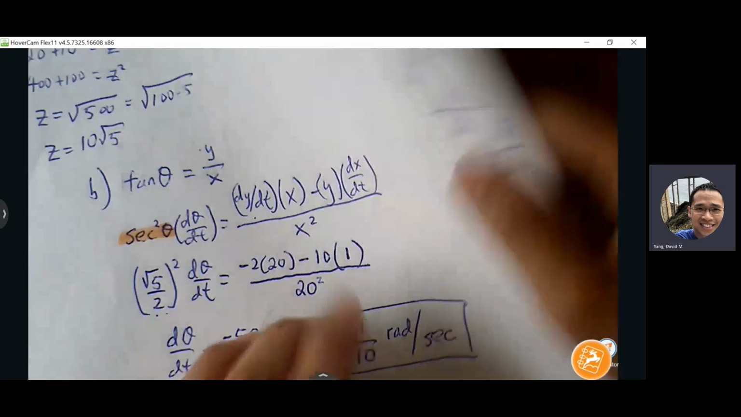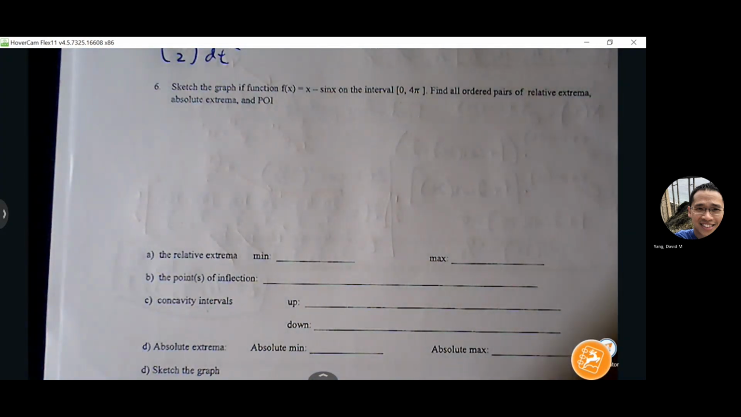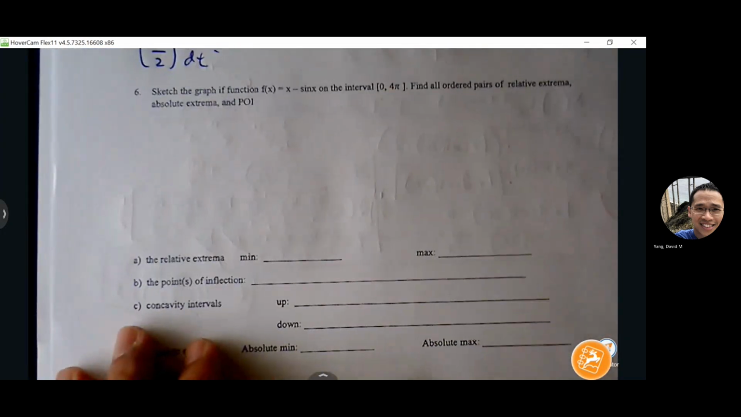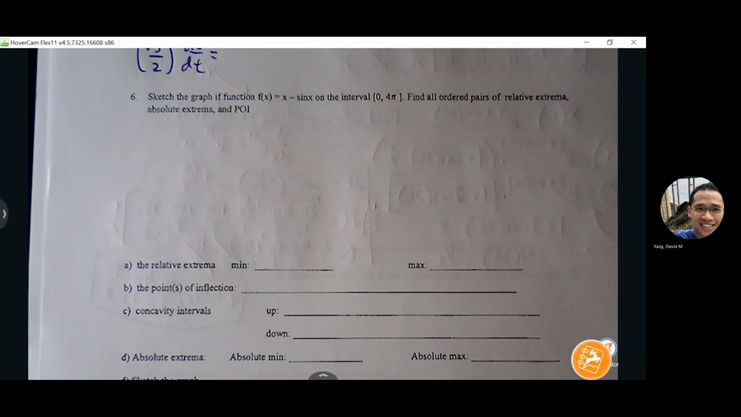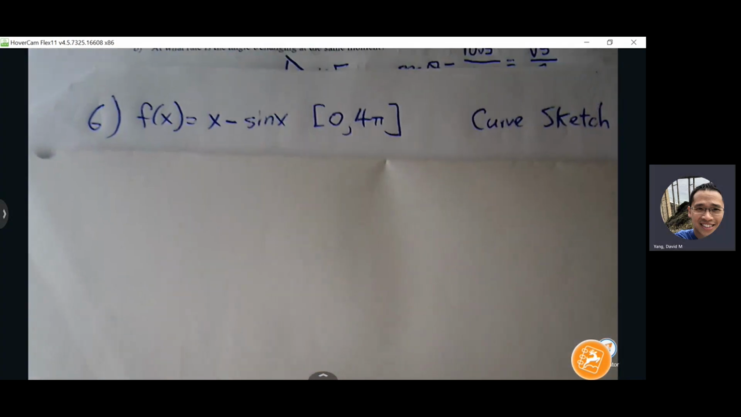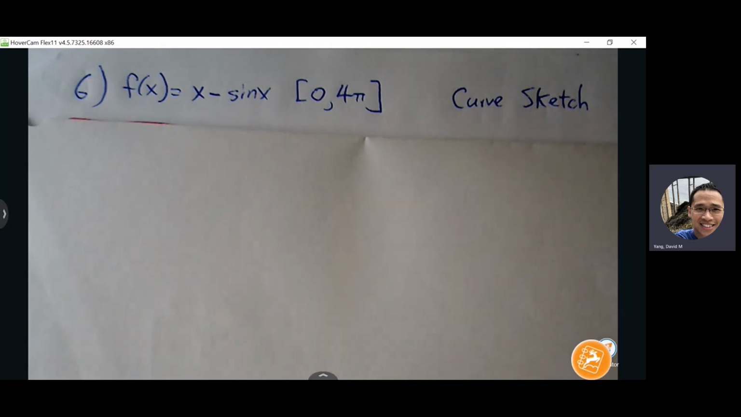All right, let's look at number six. We'll do a full curve sketch problem. Number six says, sketch the graph of the function x minus sine x on the interval from 0 to 4 pi. Find all ordered pairs of relative extrema, absolute extrema, and POI. So we can go directly into finding the derivative, right? Set the derivative equal to 0, find our critical points, and plot our derivative sign line.